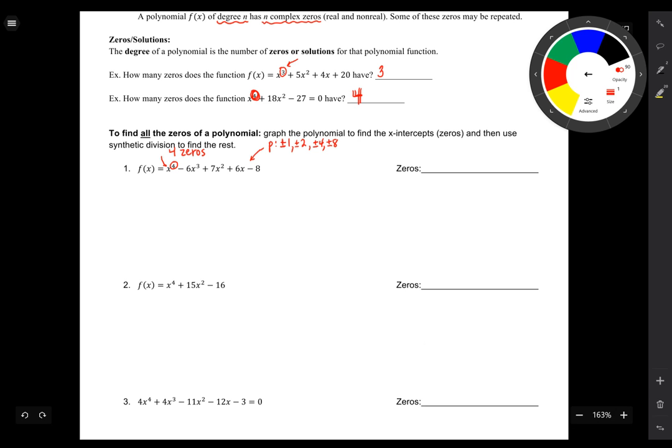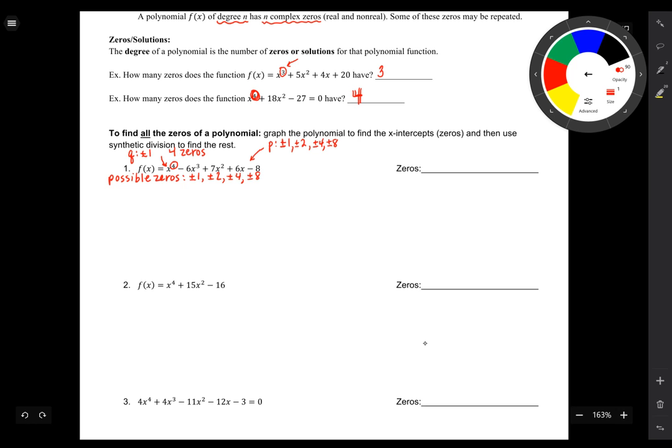All the factors of Q are the leading coefficient. So Q is only plus or minus 1. So if you divide everything, it's always P over Q. So your list of possible zeros is going to be plus or minus 1, 2, 4, or 8. So it's a total of 8 numbers there because positive and negatives. And I'm going to tell you that x equals 1 is a 0.